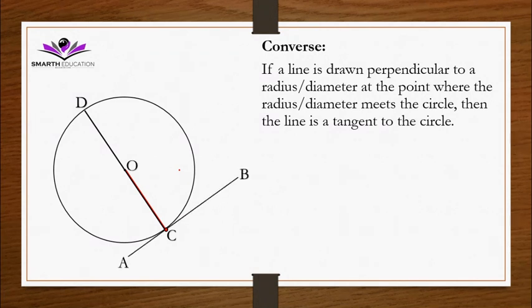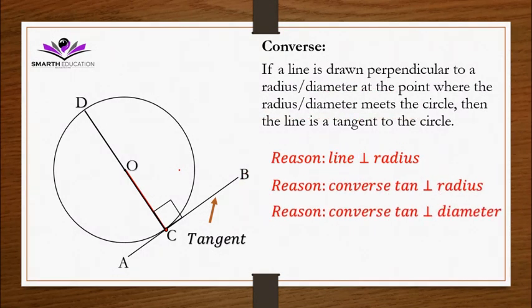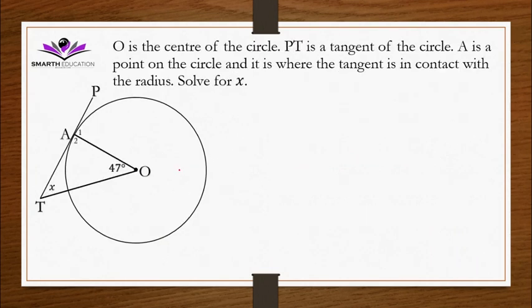Like now we're drawing this line here, AB, which is perpendicular to the radius or diameter. Then AB is what? Then AB is the tangent. That's the converse theorem of that. And then the reason you write, you can say line perpendicular to radius, or you can say converse of tan perpendicular to radius, or converse tan perpendicular to diameter. Right, let's go straight to our first question.